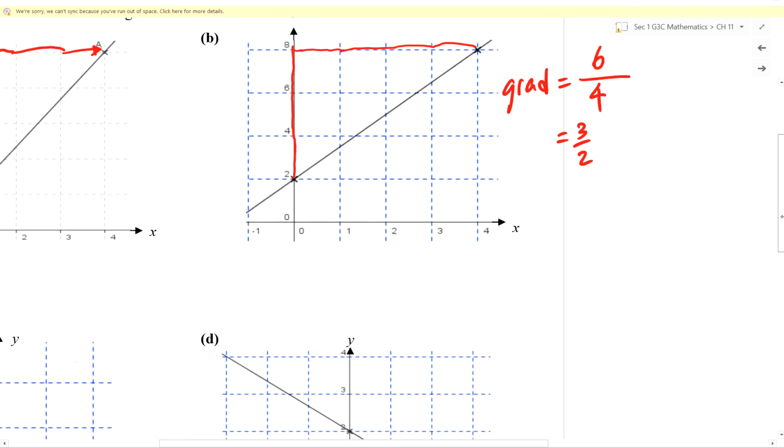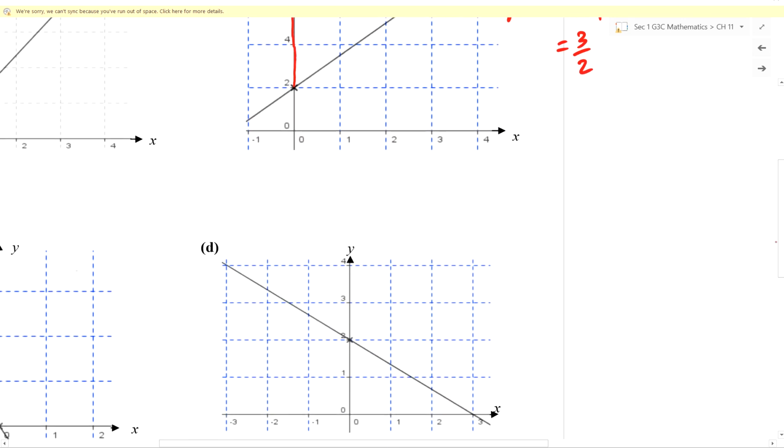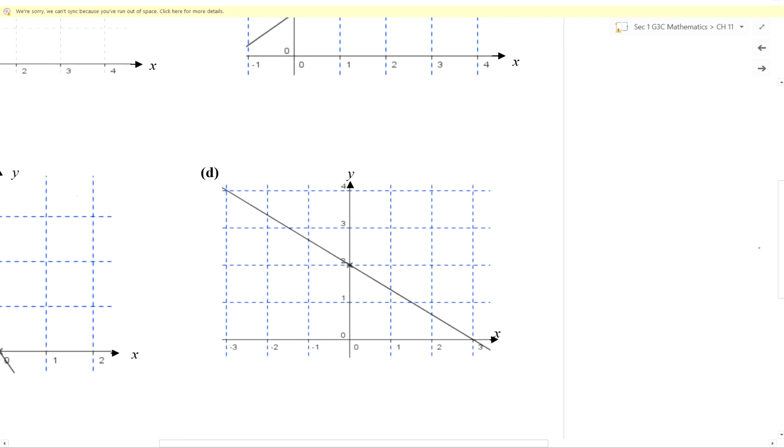Let's go down to D. Let's do D first. Gradient is rise over run, yeah? Okay, so rise from the bottom. Where are the 2 points? Did they indicate for you? Oh, they didn't. They only indicated 1 point over here. Do we get to choose which point we want to use? Or must we follow what they say?